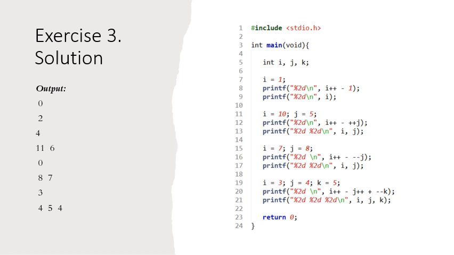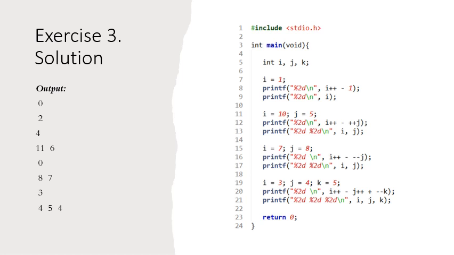But when we print I in line 9, the value has already been incremented to 1. So that's why it is 2. Remember that we have applied plus plus here.